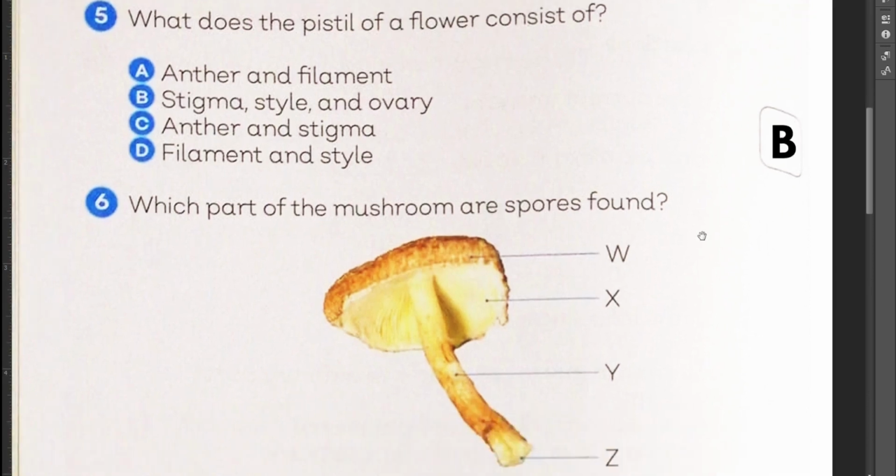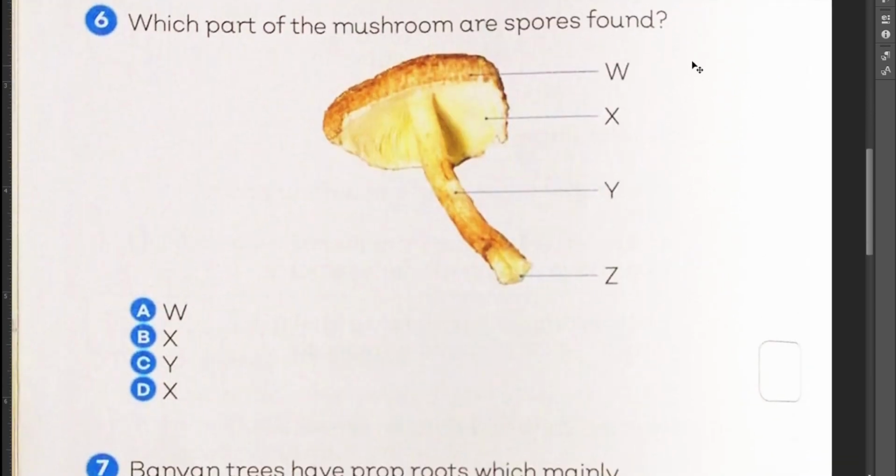Next. Which part of the mushroom are spores found? Where can you find the spores of a mushroom? Letter W, X, Y, or Z? So which do you think is the part where you can find the spores of the mushroom? The spores of a mushroom are found in letter X. These are called gills. This is the gill of a mushroom where the spores are being dropped from. So the answer would be letter B.